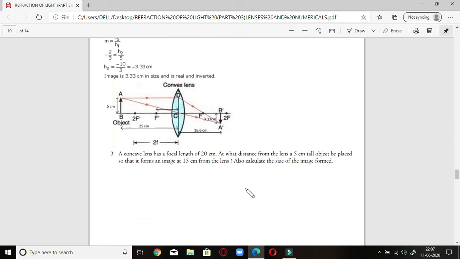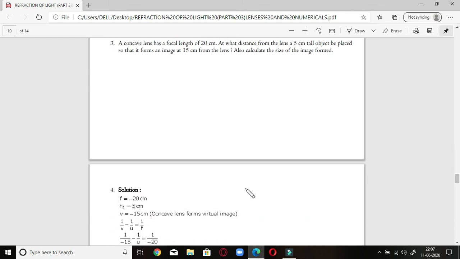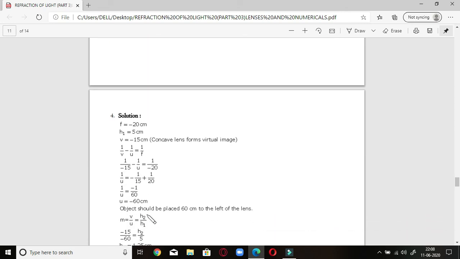After concluding all the things you can make a ray diagram of it. Now next one: a concave lens has a focal length of 20 centimeter. At what distance from the lens should a 5 centimeter tall object be placed so as to form an image at 15 centimeter from the lens? Also calculate the size of the image. So this time we have a concave lens. Focal length of course is negative in this case. h1 is 5 centimeter, and the image distance v is minus 15 centimeter, since it is on the left-hand side. f is negative, v is negative.